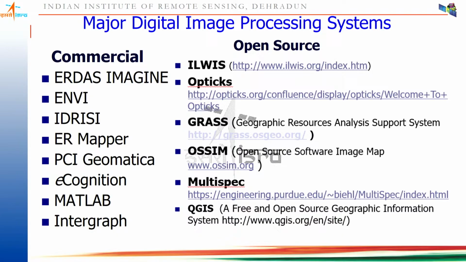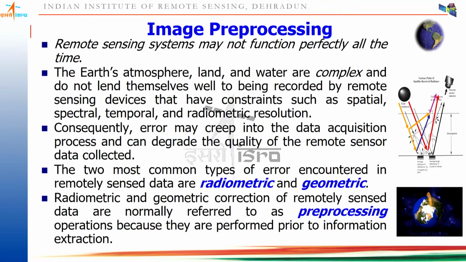Plus, if you browse, you will get a long list of free and open source software also available for doing geospatial image processing. There is ILWIS, there is OPTICS, GRASS, OSIM, MultiSpec, CVIP tools, and QGIS, that is Quantum GIS, which is becoming very popular, a free and open source software for both raster as well as vector processing. We will see the theoretical concept first, and the hands-on on QGIS is scheduled later. So we will first focus on the first functionality, which is image pre-processing.